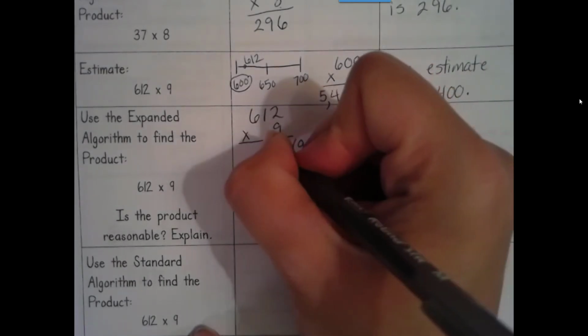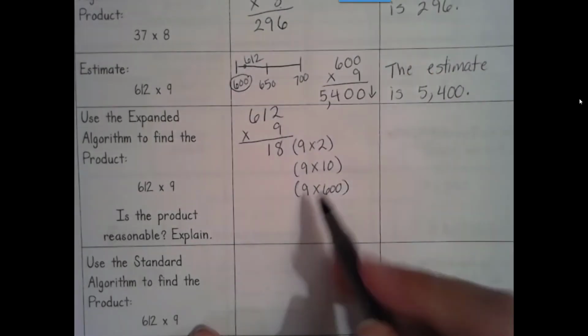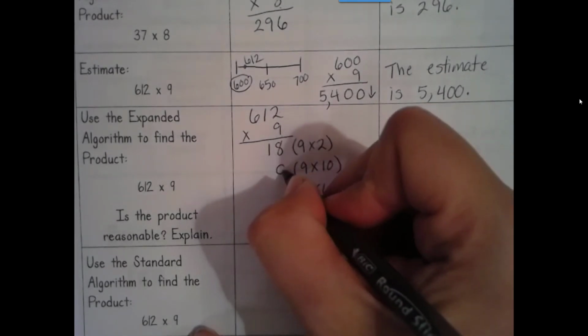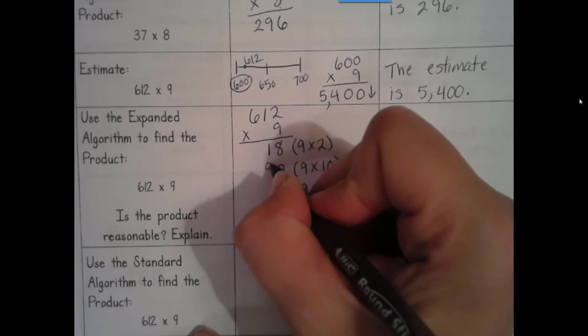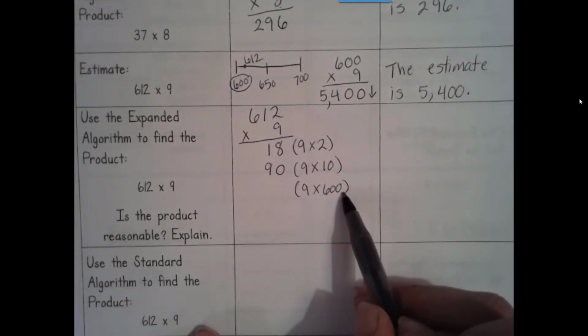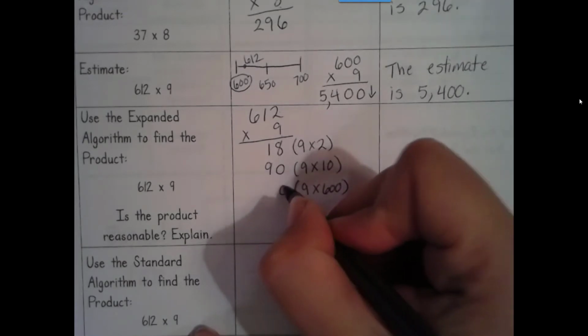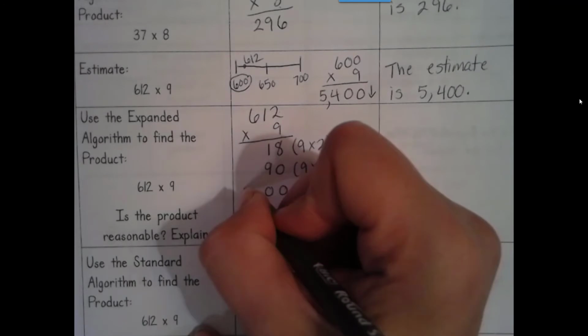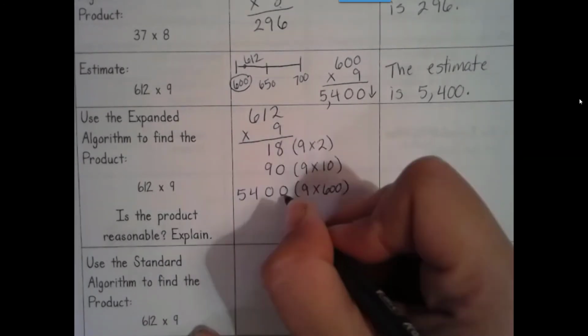Nine times 2 is 18. 9 times 10, we have 1 placeholder. Moves it over 1 place, and 9 times 1 is 9. So 9 times 10 is 90. Here I have 2 placeholders, moves it over 2 places. 9 times 6 is 54.